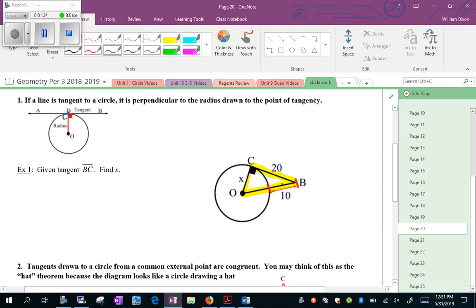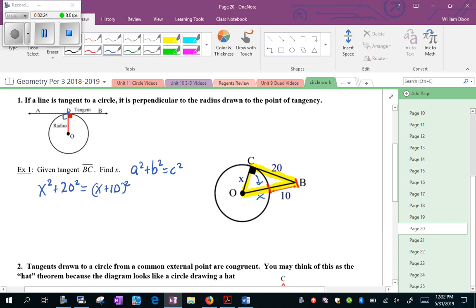Let's set up. The side opposite my right angle is my hypotenuse, and I have the other two legs. So we know it's a squared plus b squared equals c squared. One leg is x squared, plus the other leg, which is 20 squared, and that's going to equal my hypotenuse. The hypotenuse is going to be x plus 10, because that side is a radius, so I can call it x, plus 10, squared.